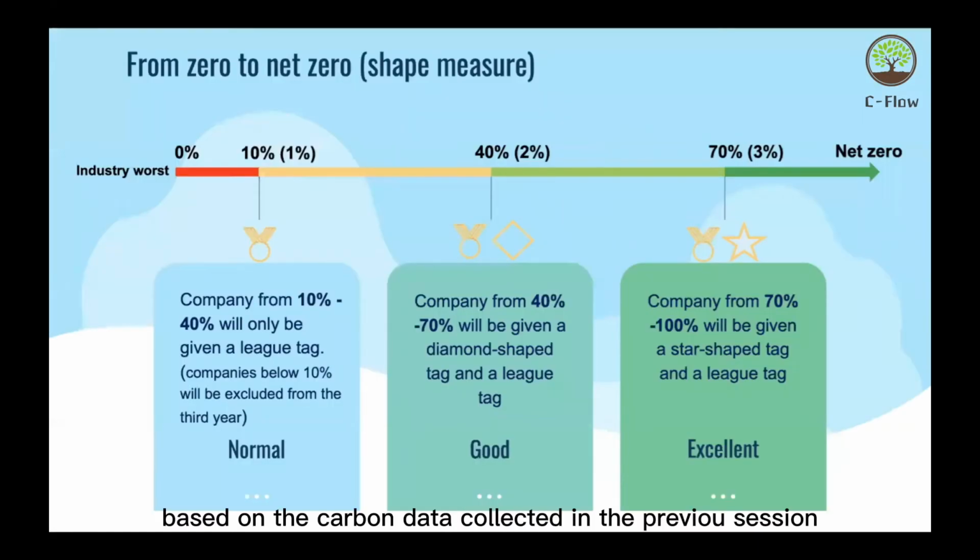Firstly, based on the carbon data collected in the previous session, we set the worst carbon emission as 0% progress and net zero as 100% progress. Initially, we will set 3 levels, which are excellent 70%, good 40%, and normal 10%. To achieve the 2050 net zero goal, the levels will be raised by 1, 2, and 3% respectively. In the first 3 years, we give the companies a good chance to develop, but from the 4th year, companies with a percentage lower than the minimum level will be excluded. The tag shape of each level: excellent, star shape; good, square shape; normal, no additional tag.